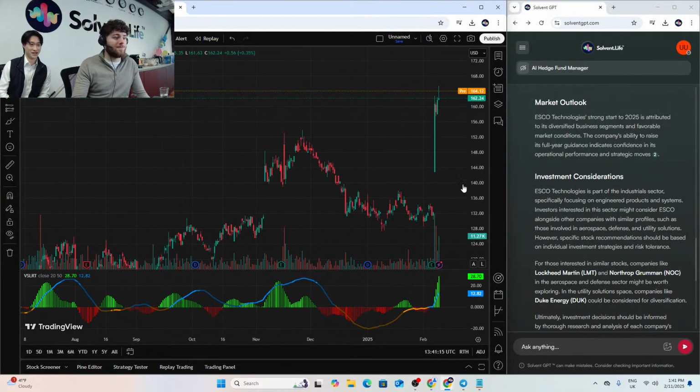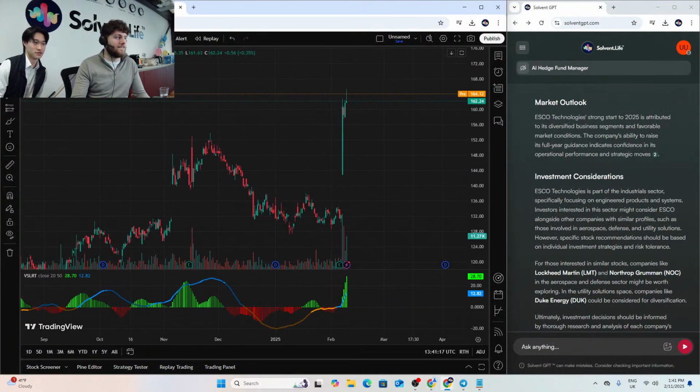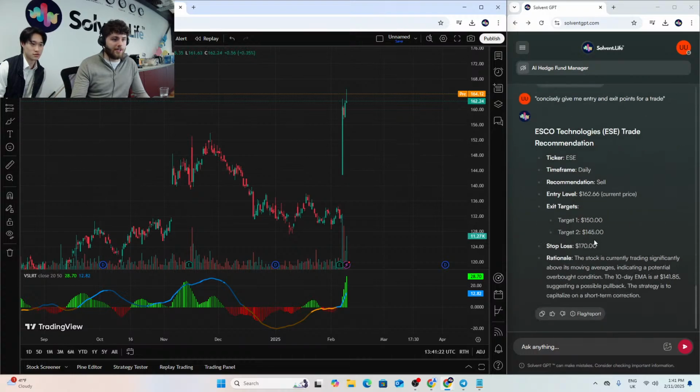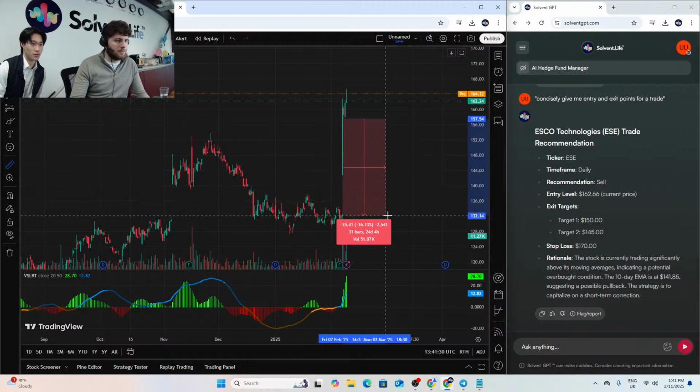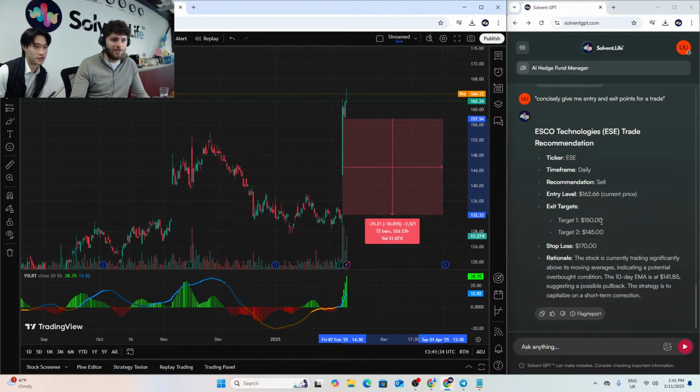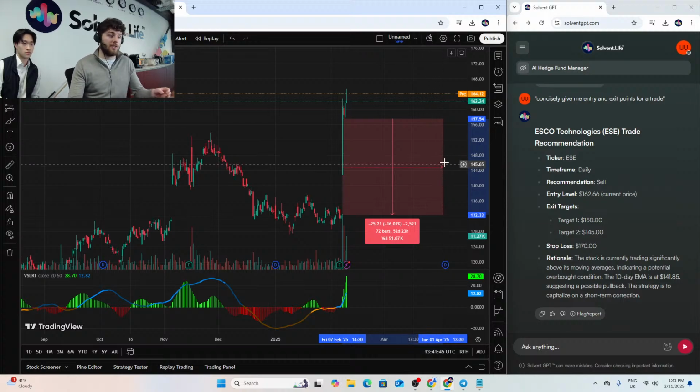What do you think? It's recommending a sell, which I think is fair. I mean, that's a lot of untapped. I would say that's a very fair trade recommendation. So the software predicts by the end of the day the stock to drop to around 150. Our secondary target is 145. Fantastic, which I think is very plausible.